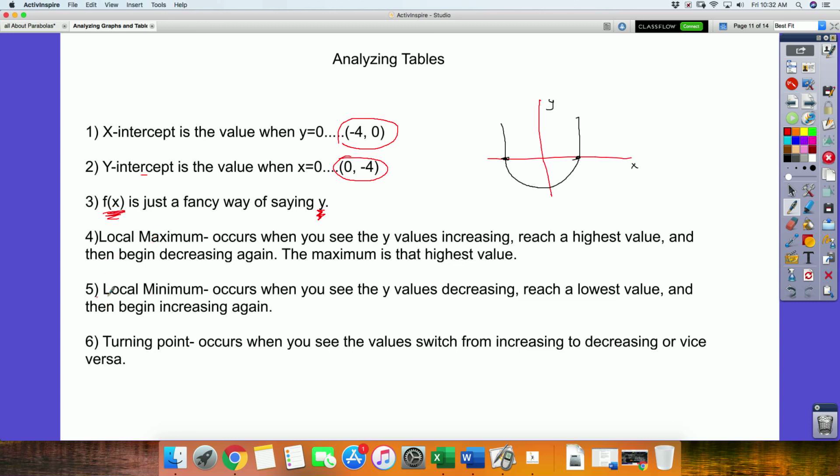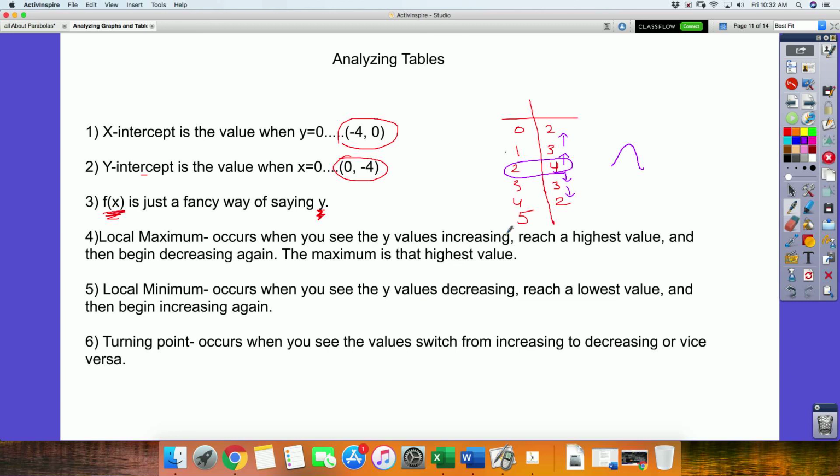And then here's our maximum and our minimum again. Remember, maximum is going to occur if you see the values in your table. So let's say I have x equals 0, 1, 2, 3, 4, 5. And I see that my values are getting bigger. So 2, 3, 4, and then all of a sudden they start getting smaller. So it went up, and then it started going down again. So if we think about a roller coaster, we were going up, up, and then down. So that means the maximum value right here would be 2, 4.